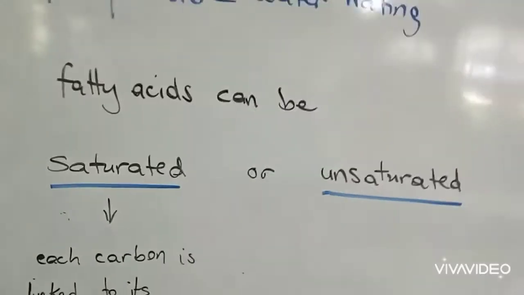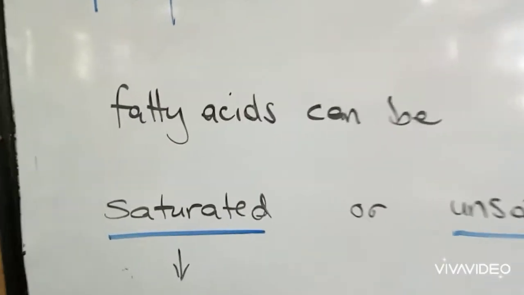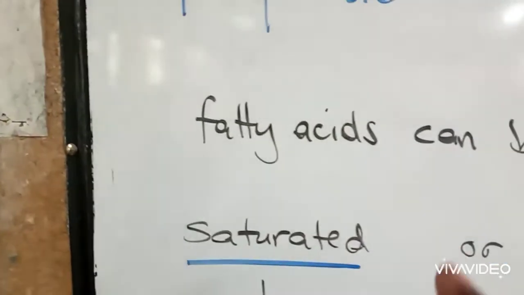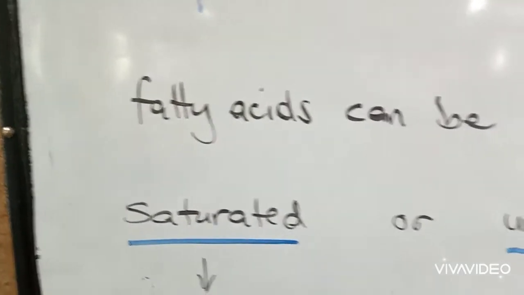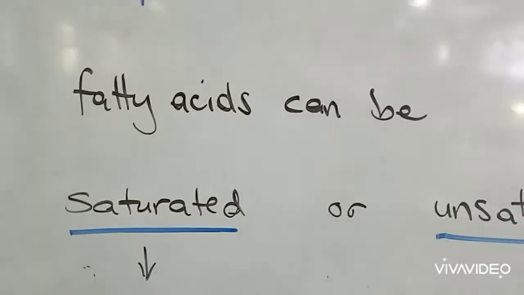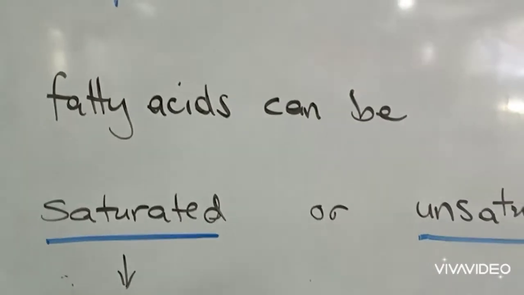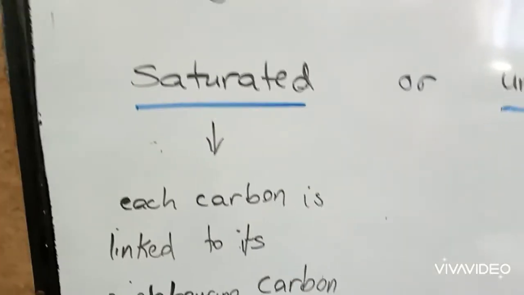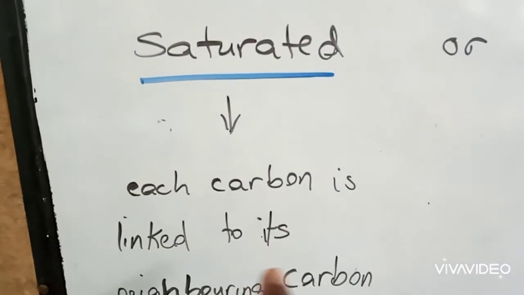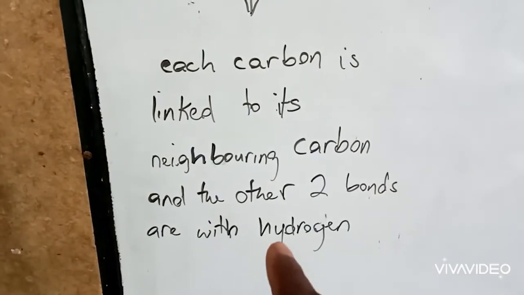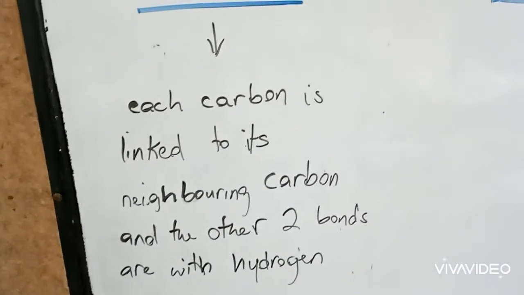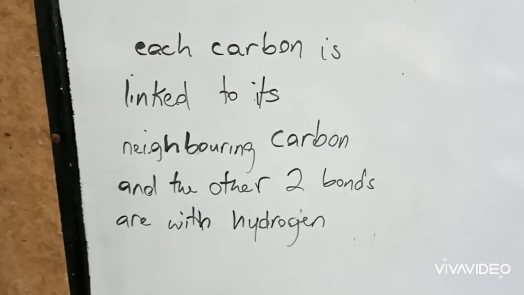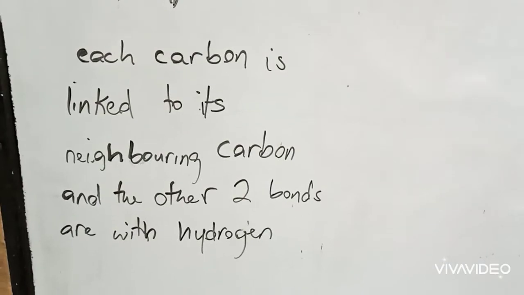Fatty acids can be either saturated or unsaturated. If a fatty acid is saturated, then it means that whatever lipid the fatty acids are joined to make, that lipid also becomes saturated. Now what saturated means is that each of the carbons is linked to its neighboring carbon, and the other 2 bonds are bonds that are formed with hydrogen. That may sound a little bit confusing, so let me clear it up.